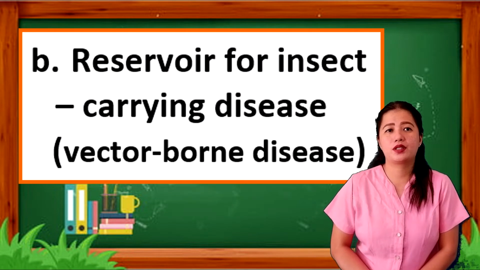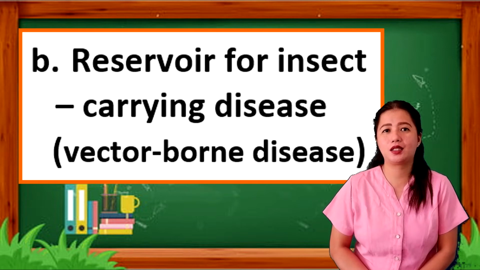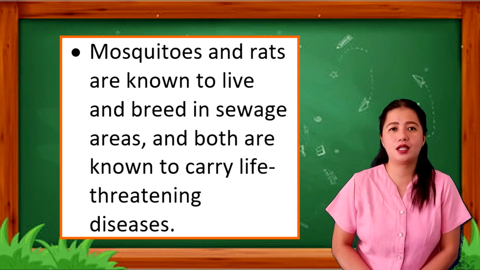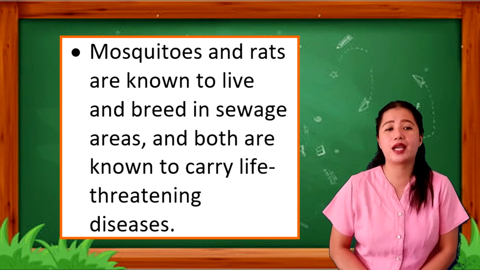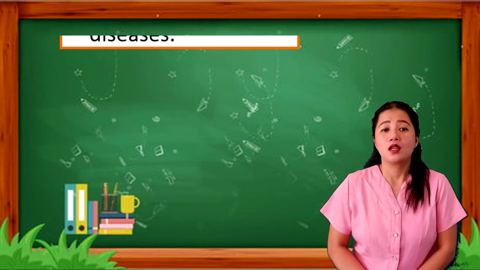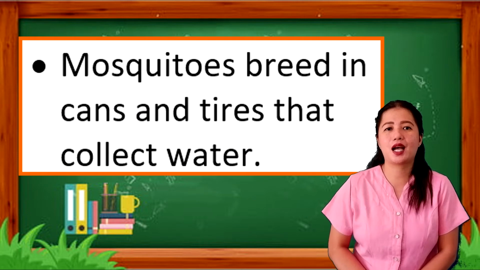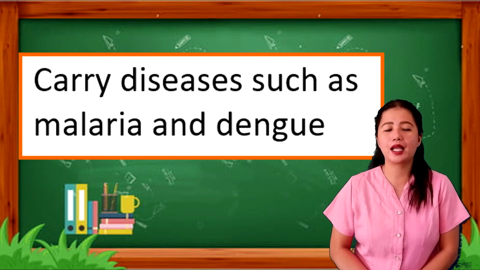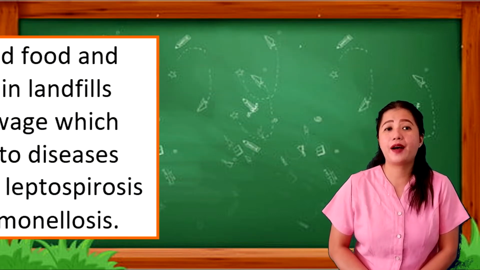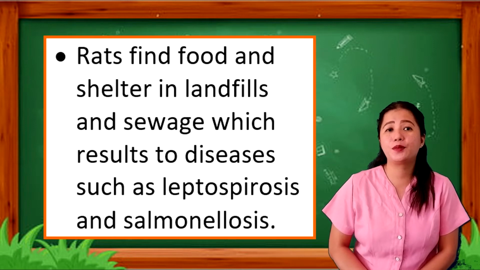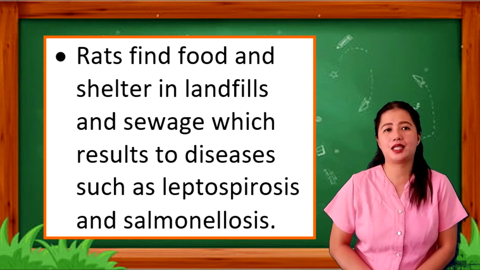Letter B. Reservoir for insect-carrying disease, or vector-borne disease. Mosquitoes and rats are known to live and breed in sewage areas, and both are known to carry life-threatening diseases. Mosquitoes breed in cans and tires that collect water and carry diseases such as malaria and dengue. Rats find food and shelter in landfills and sewage, which results in diseases such as leptospirosis and salmonellosis.